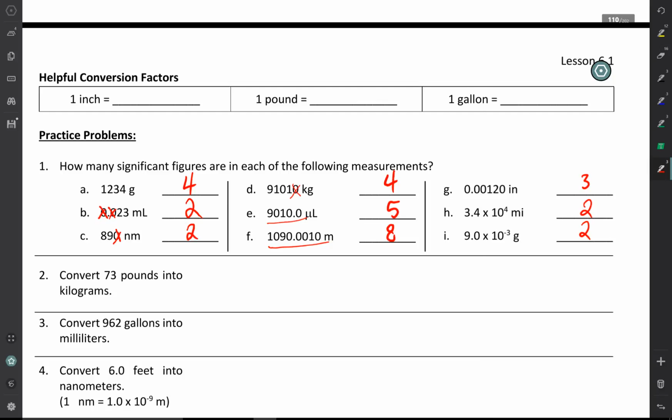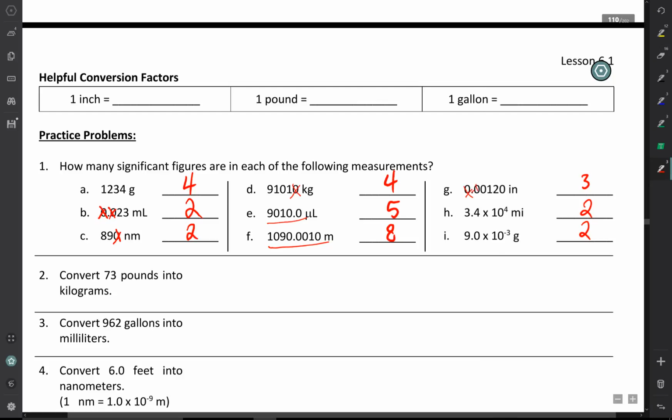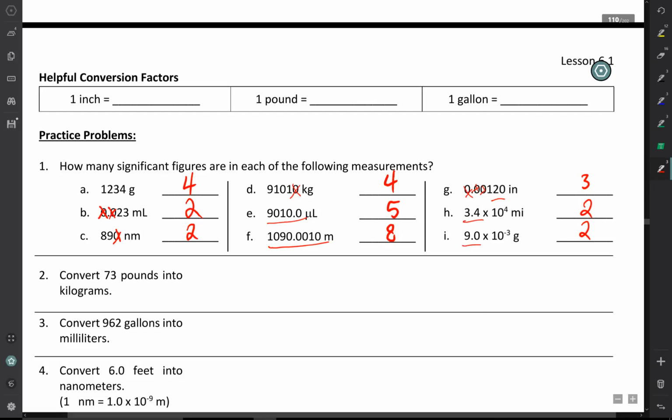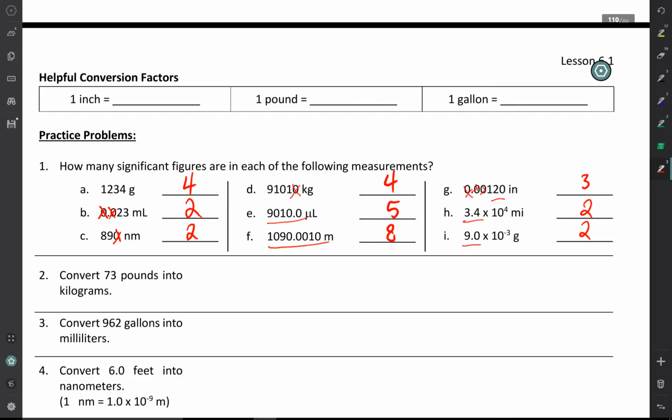Question G is very similar to question B. Those lead zeros are insignificant, so it's just the 3 sig figs. And when you're talking about numbers that are in scientific notation, you only pay attention to the coefficient. So both of those examples have 2 significant figures.